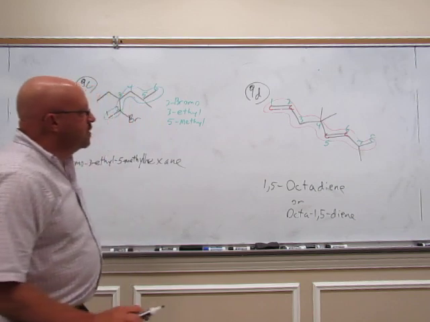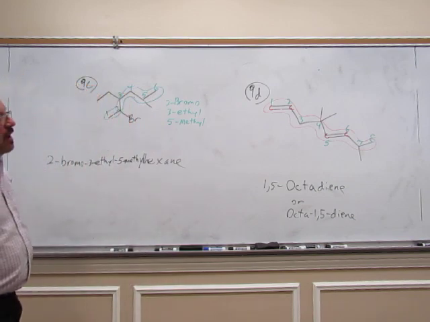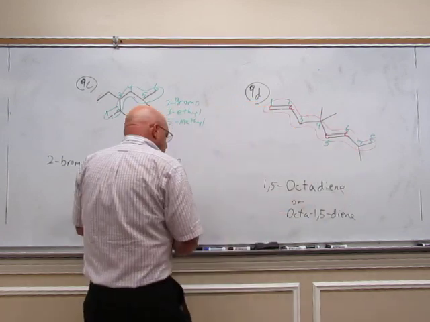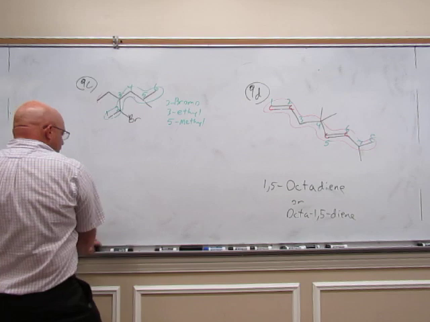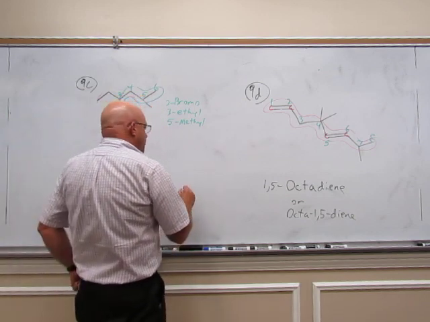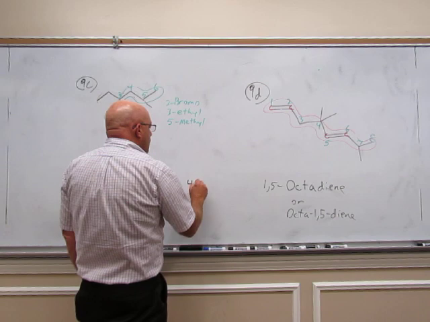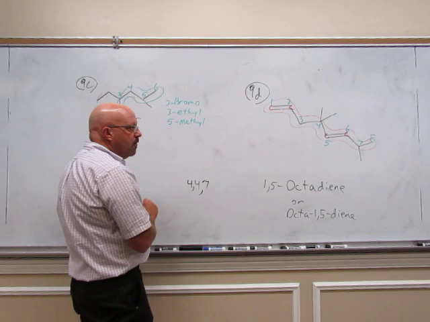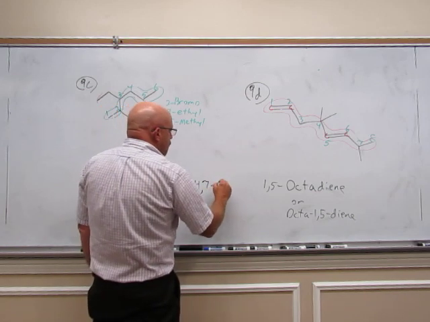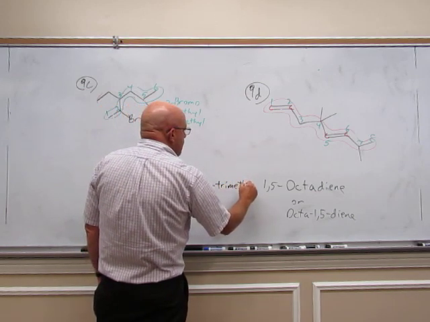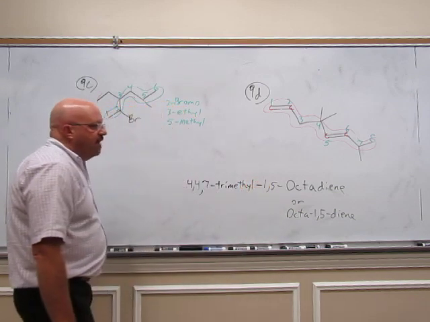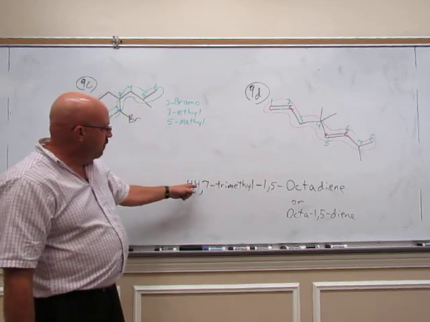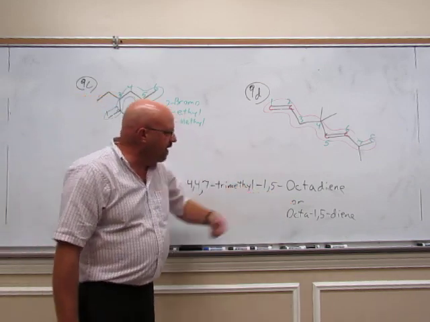Now we have some substituents to take care of. We've got some methyl groups. We've got 3 of them. 2 of them are on carbon number 4. You got 1 on carbon number 7. So 3 methyls. That will be a trimethyl, but you must tell the position of all of them. So this is a 4, 4, 7. There's my 3 numbers there for the 3 substituents. Trimethyl, 1,5 octadiene, or you can put the 1,5 in front of the diene. So 4, 4, 7 trimethyl octa 1,5 diene.